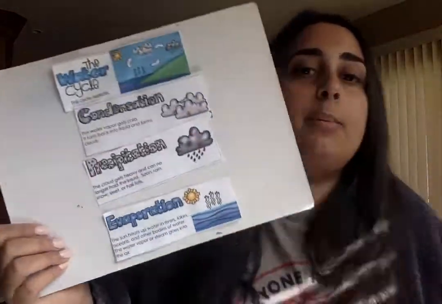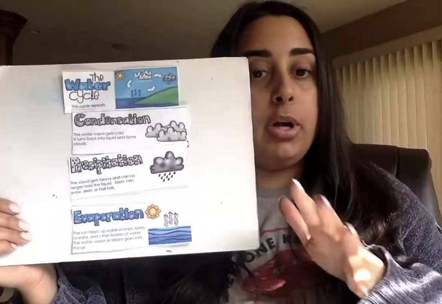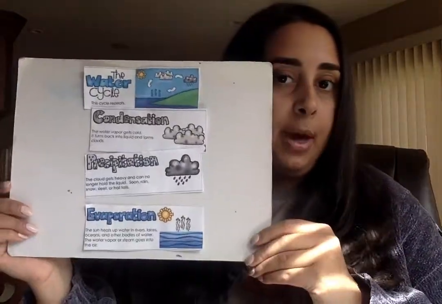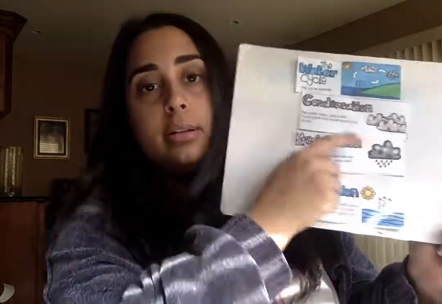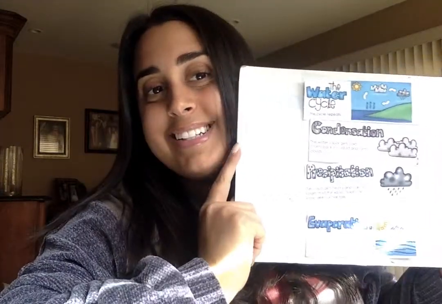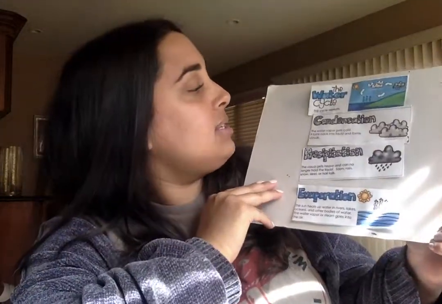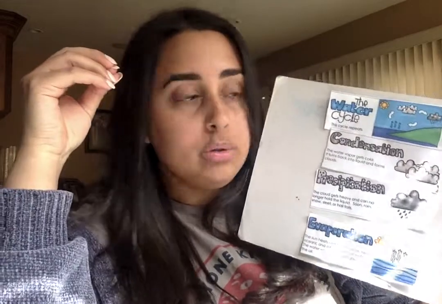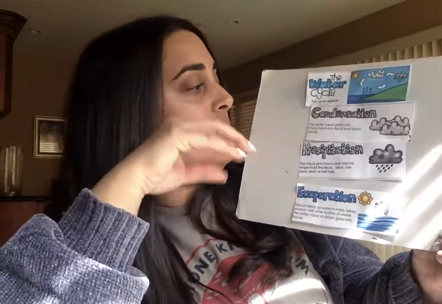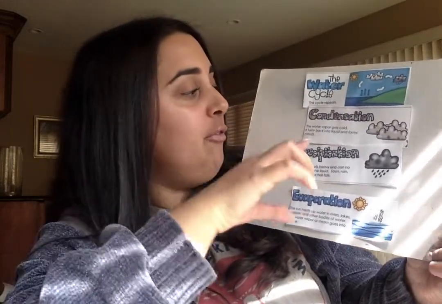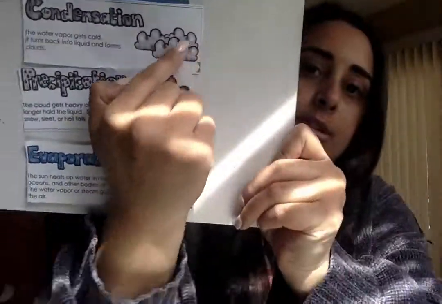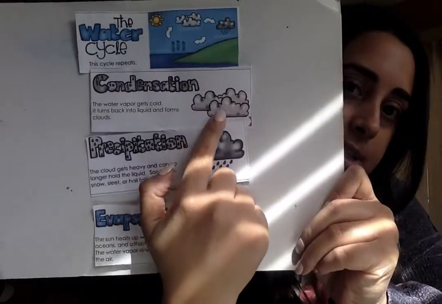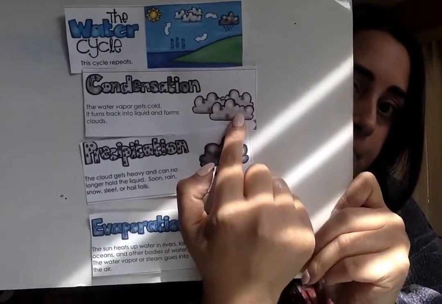So let's go over some big words. Now, these are really big words, so don't worry if you can't say them, but let's try and say the first word. Condensation. Say it with me. Condensation. Well, that means that the water vapor, that's a big word too, water vapor gets cold, and it turns into the liquid and forms clouds. So that's what condensation will look like.